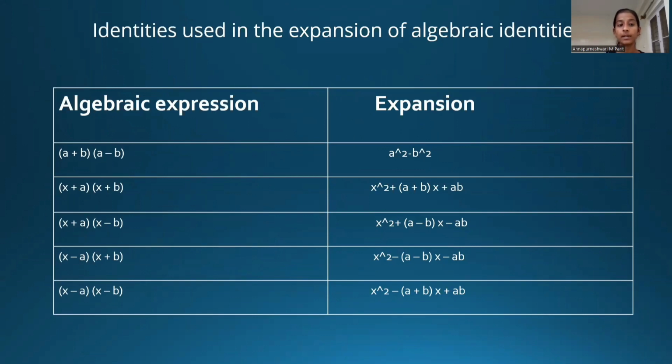The algebraic expression (a plus b)(a minus b) has the expansion a square minus b square. And the next one is (x plus a)(x minus b), and the expansion of this algebraic expression is x square plus (a plus b) into x plus ab. And there are certain other identities of algebraic expressions and their expansions.